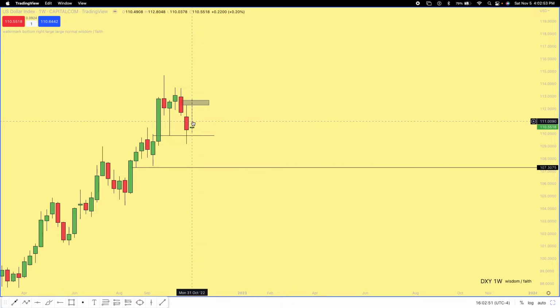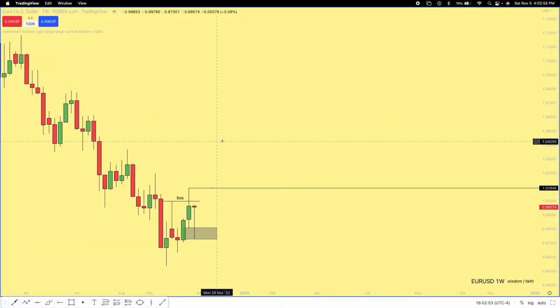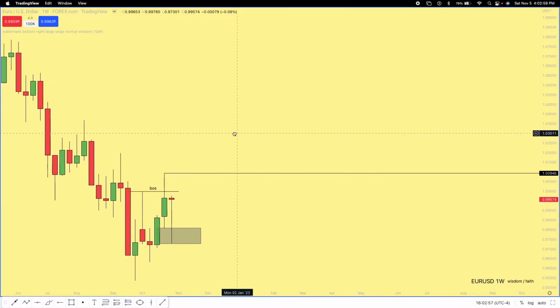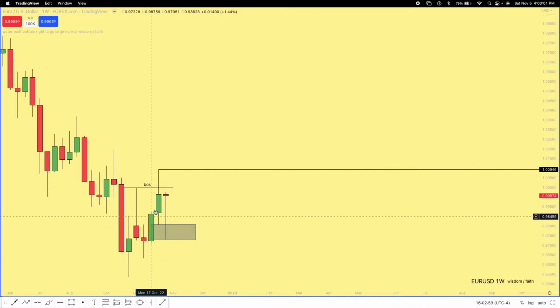So like I said, guys, going into next week, I'm going to be looking for some euro dollar longs, and this is my chart markup for euro dollar. Same narrative as the DXY. We came up and we did what? We took out a short-term high on the euro dollar. DXY took out a short-term low. Euro dollar took out a short-term high.